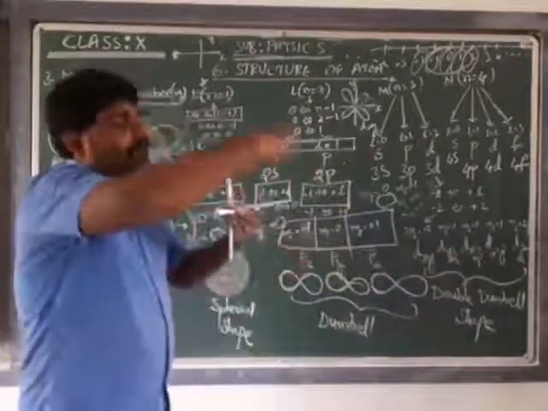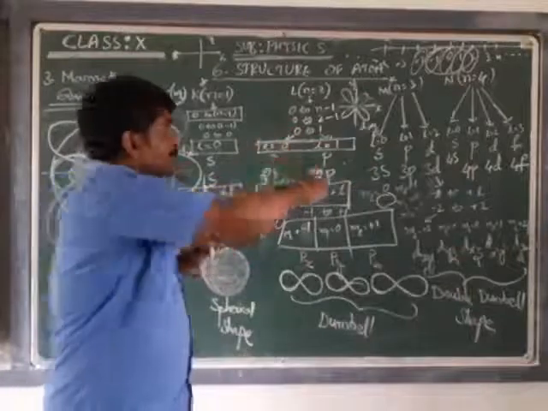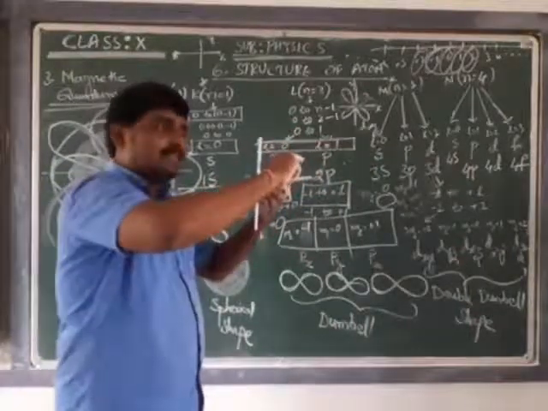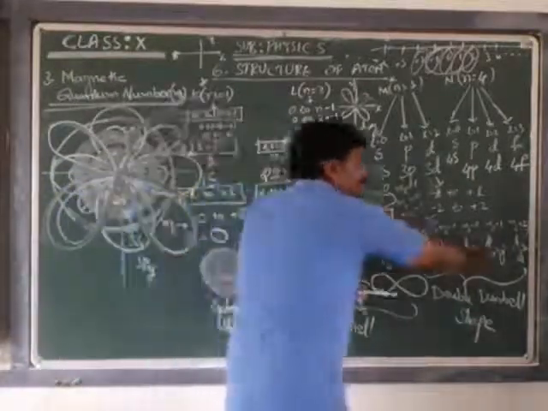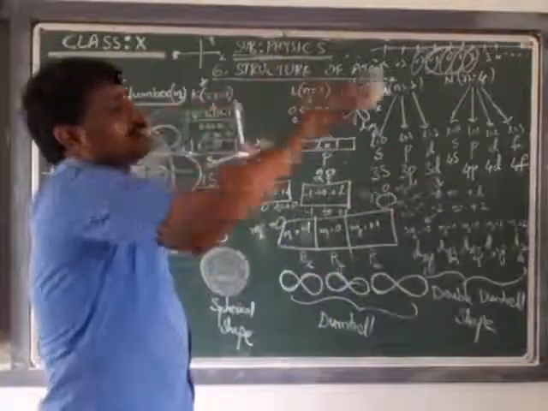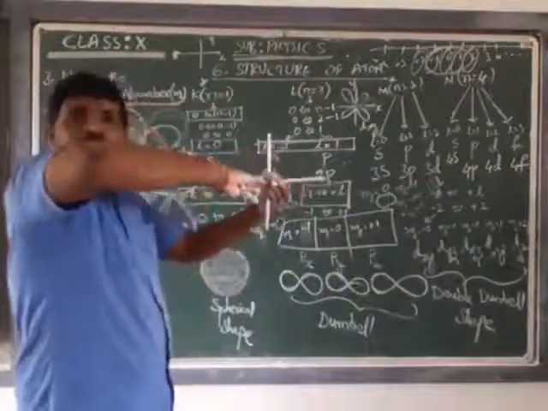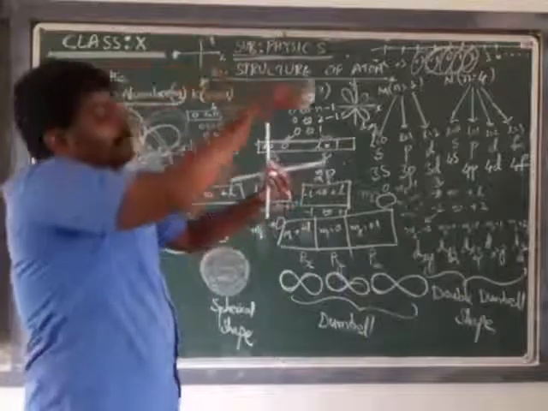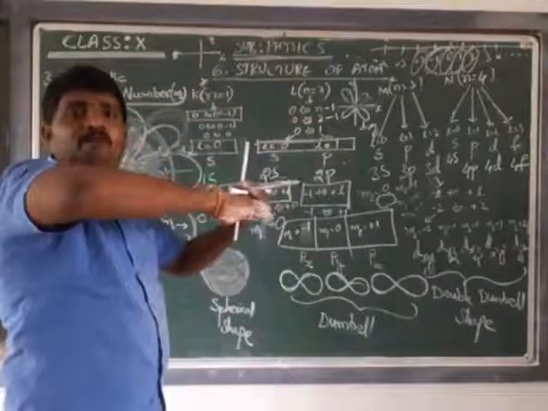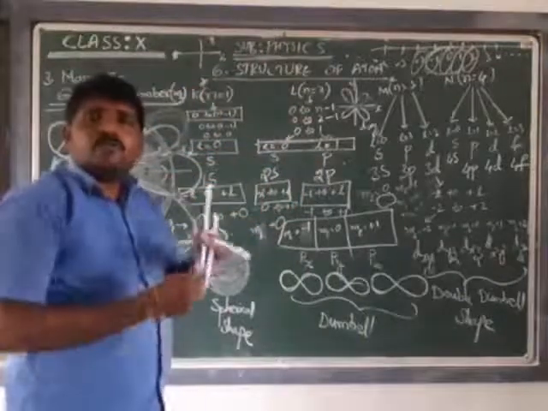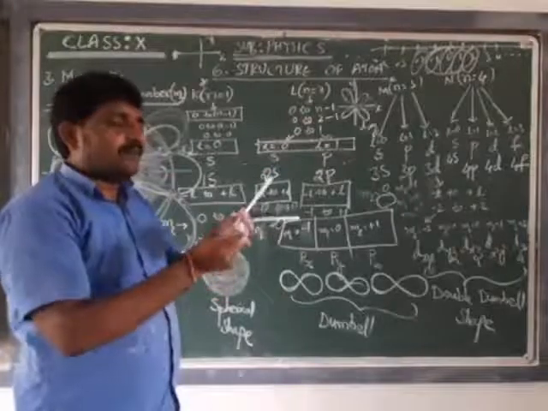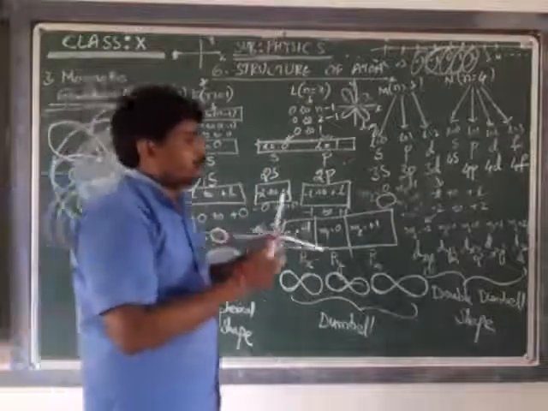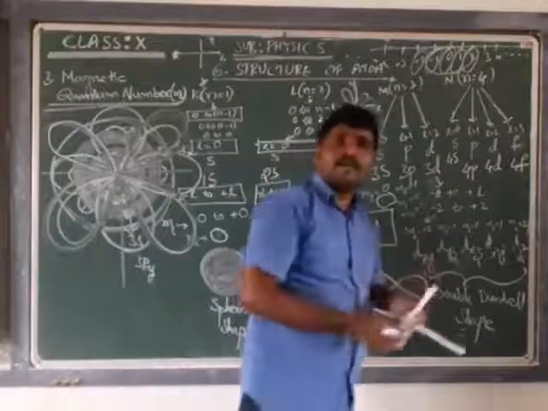That is, the 2px is there upon the 3px. Upon that, dx square minus y square will come now. One dx square minus y square, one more. The combination of these two double dumbbells will come as dx square minus y square.